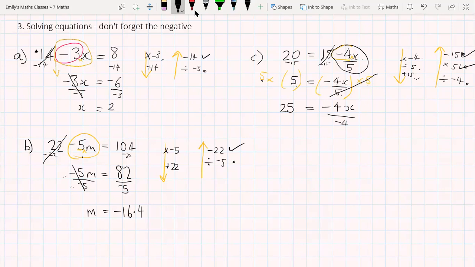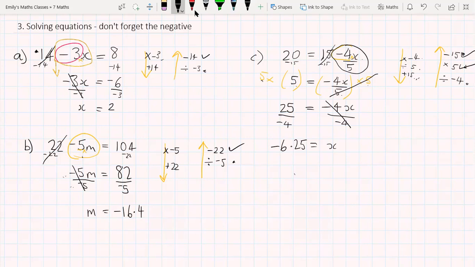Horizontal line for my divide, horizontal line. Okay, so I've got a minus 4 on top and a minus 4 on the bottom. It's like a fraction. Same thing on the top, same thing on the bottom. It cancels. So I've got x is equal to 25 over minus 4. So the answer is minus 6 1/4 or minus 6.25. It doesn't matter which way you write it.